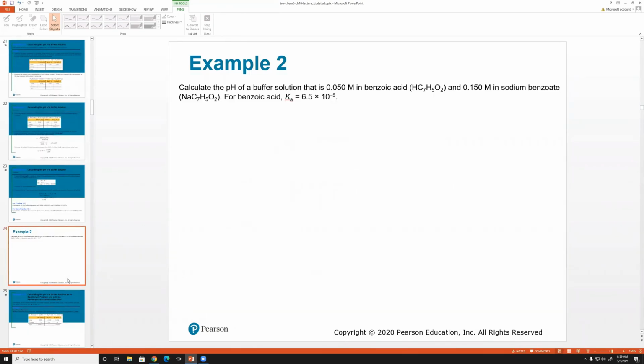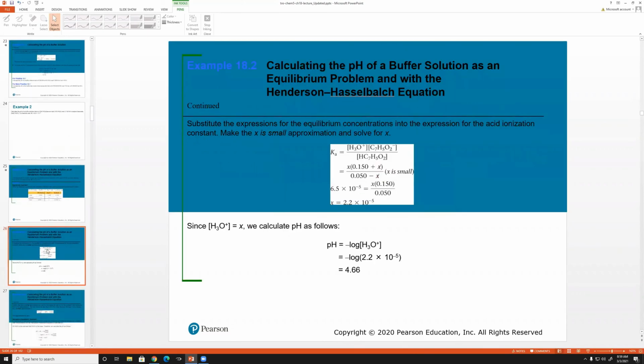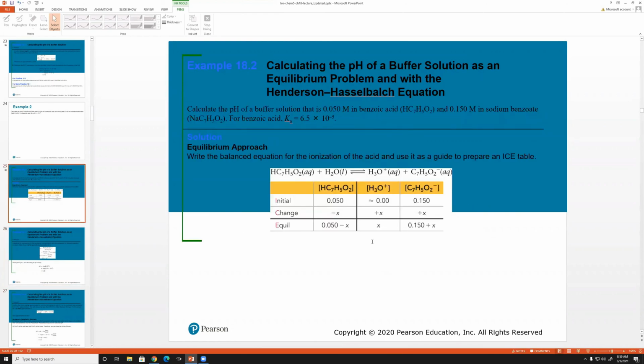Here's another example. Calculate the pH of this buffer system, and we can also use Henderson-Hasselbalch. Or we can use the ICE chart as well. Either one will work.